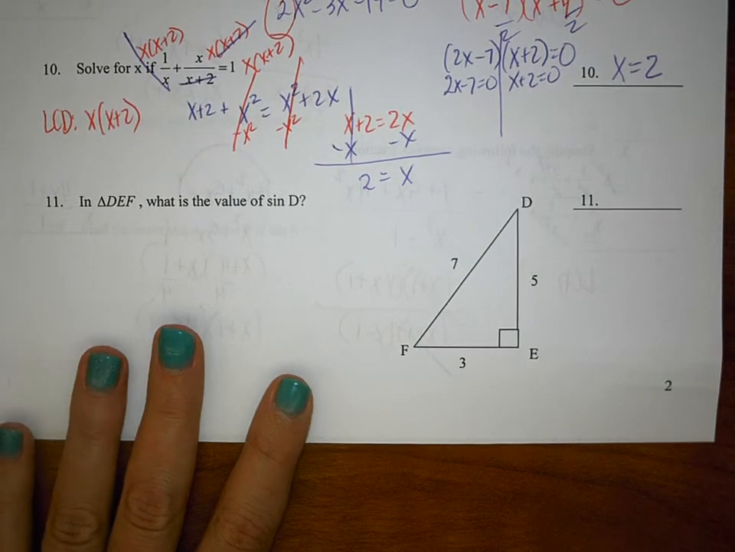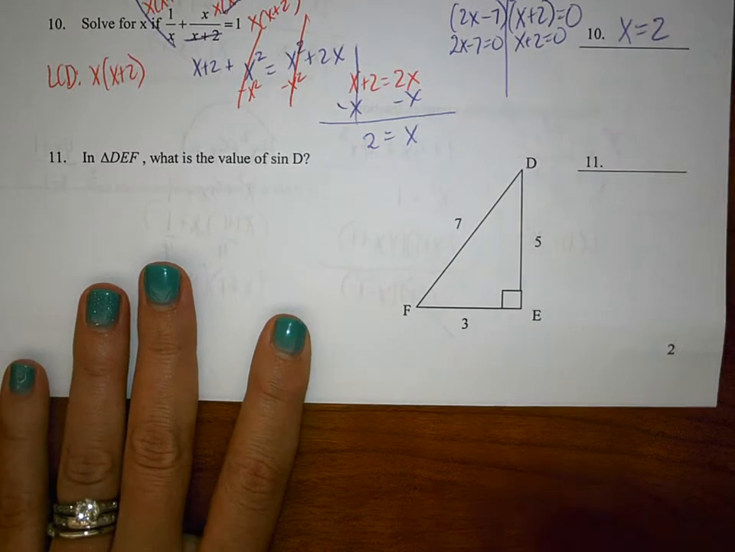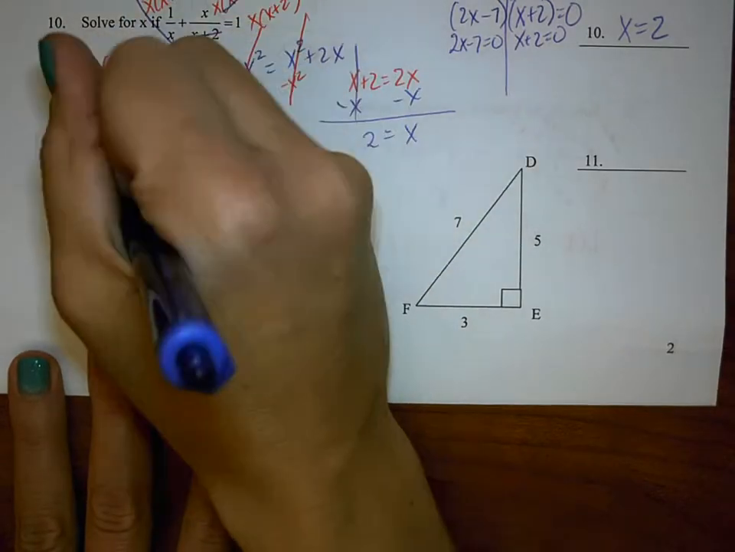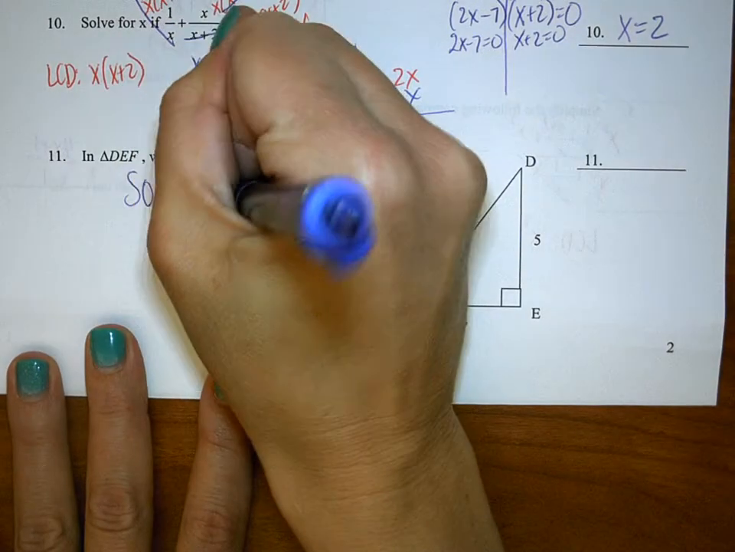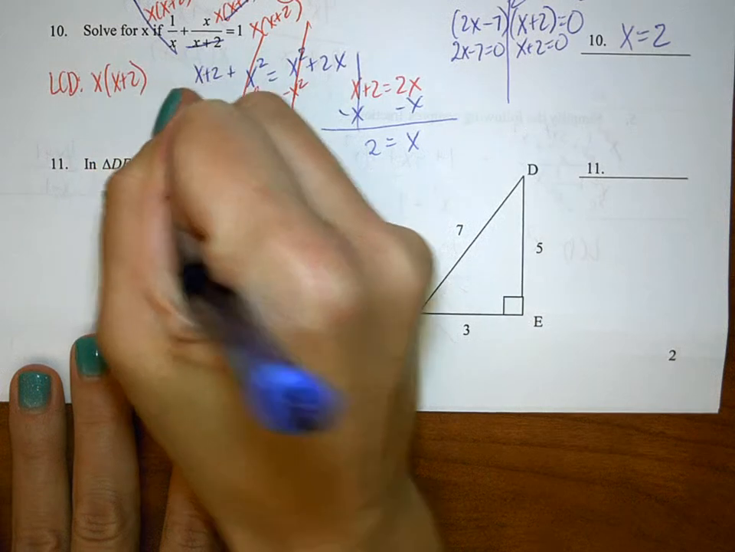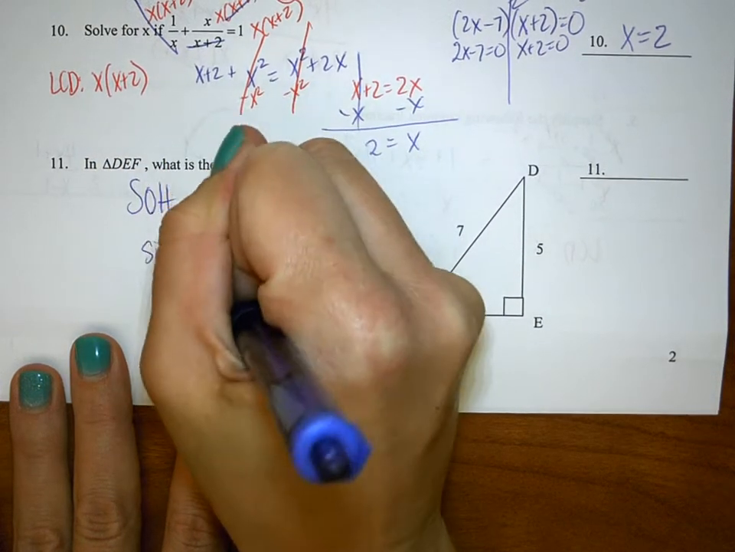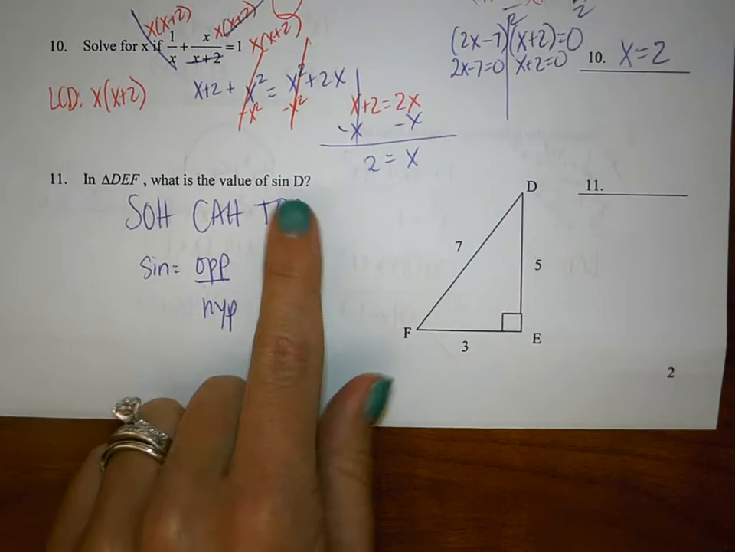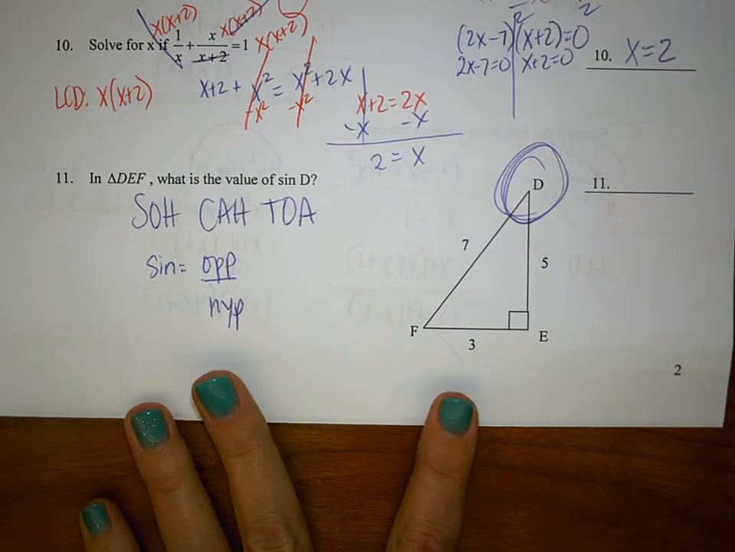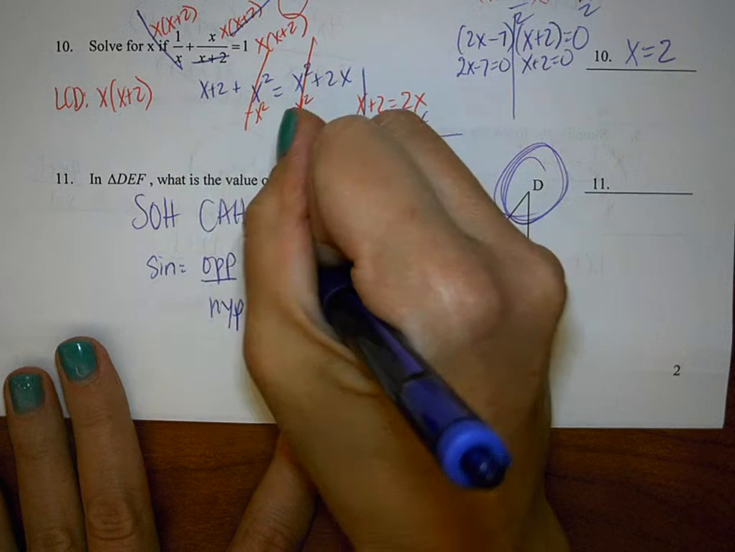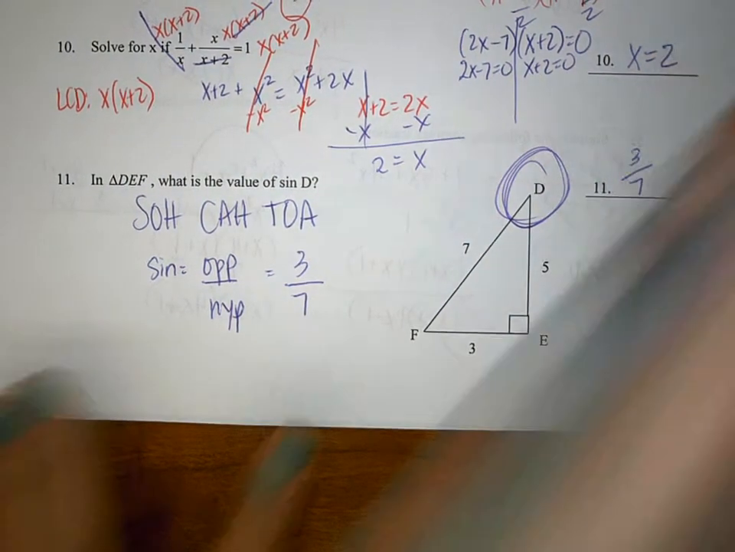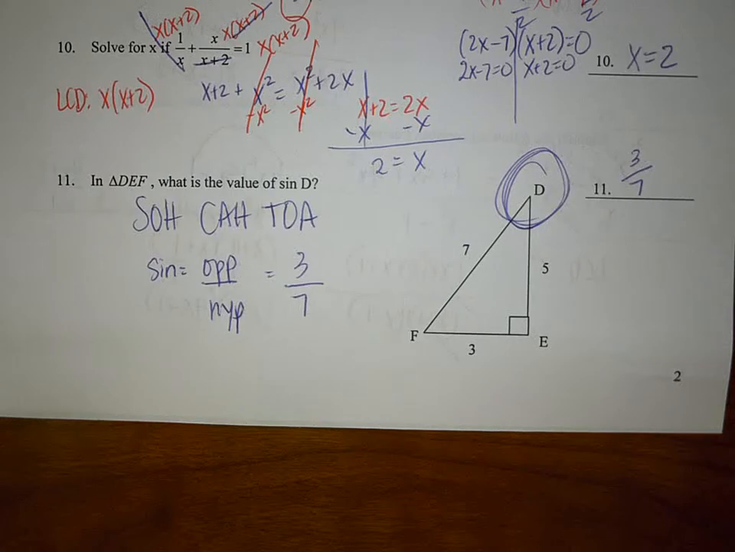Okay, in triangle DEF, what is the value of the sine of D? Remember, we have SOHCAHTOA. Sine is what? Opposite over hypotenuse. Very good. Opposite over hypotenuse. So, we go to D. Here is D. What is opposite of D? 3. What is the hypotenuse? And you're done. Questions?